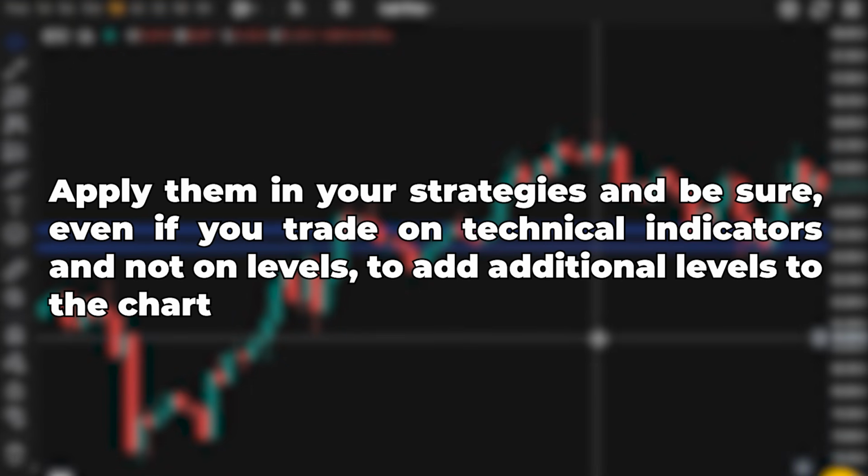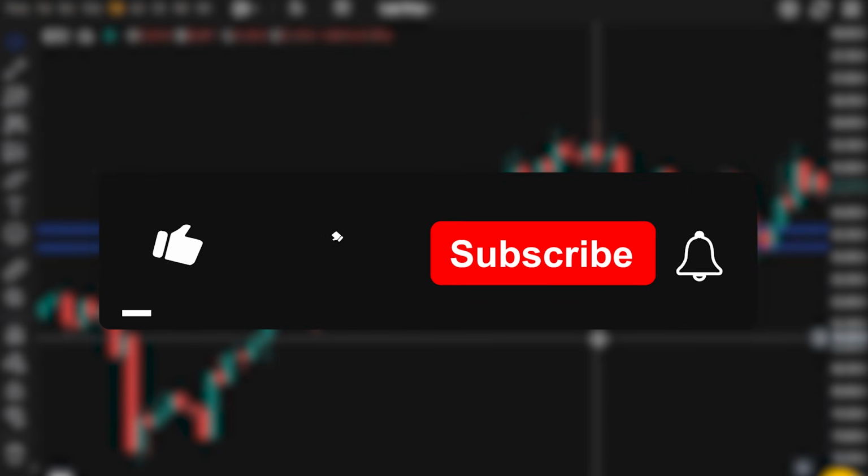Be sure to apply them in your strategies, and be sure, even if you trade on technical indicators and not on levels, to add additional levels to the chart. This will help you more effectively choose good entries and miss false signals.